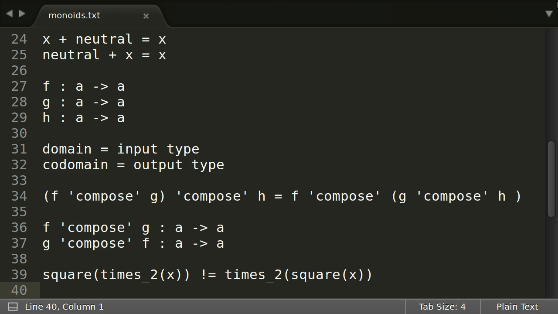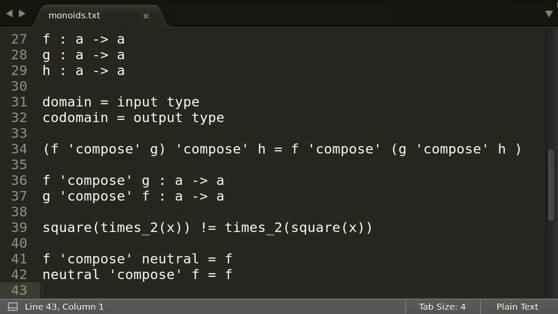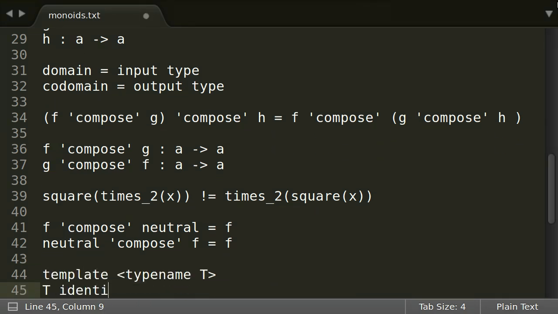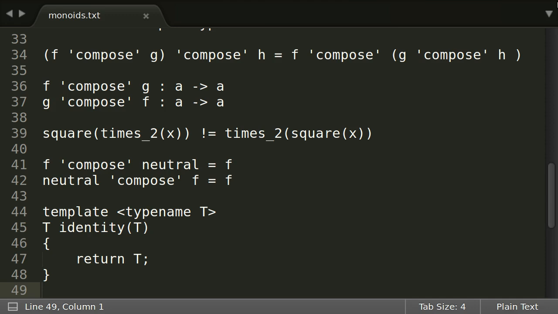But is it also a monoid? Can you think of a neutral element regarding composition? A function that we can compose to other functions to fulfill the following rules? What would such a function look like? It would simply return the input without doing anything. So transformations under composition not only form a semigroup, but also a monoid.